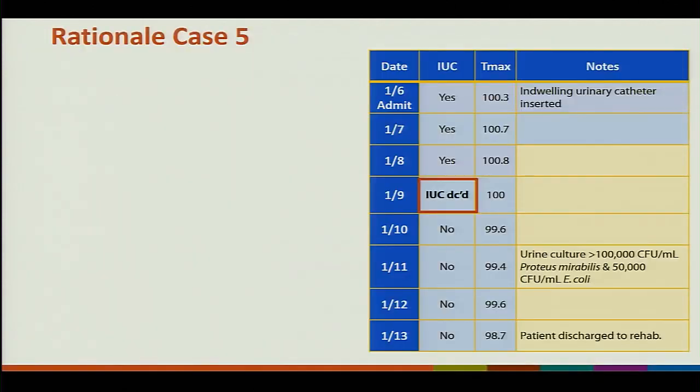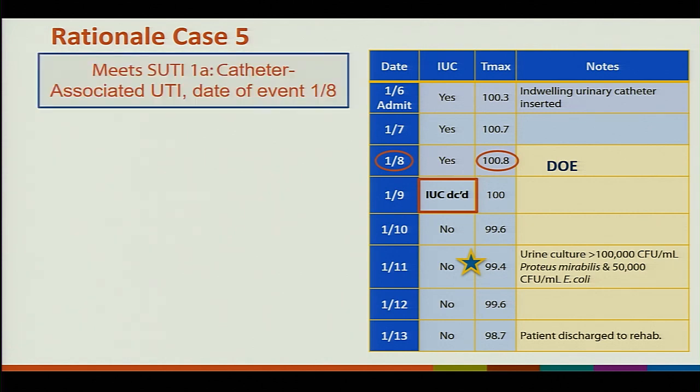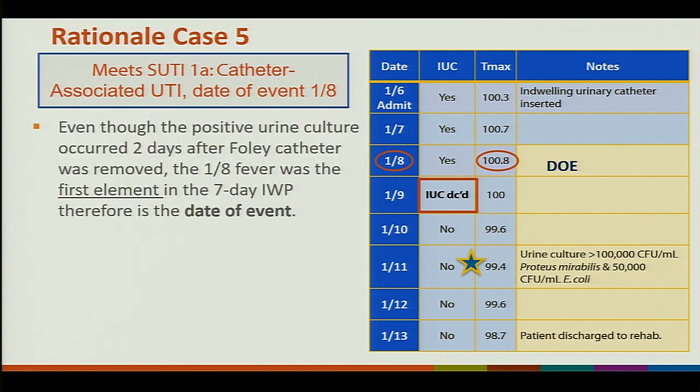All right. So let's see the rationale. All right. It meets a SUTI 1A, catheter-associated UTI, with the date of event 1/8. Even though the positive urine culture occurred 2 days after the Foley catheter was removed, the 1/8 fever was the first element in that 7-day IWP, therefore is the date of event. On the date of event, the catheter was in place greater than 2 days.